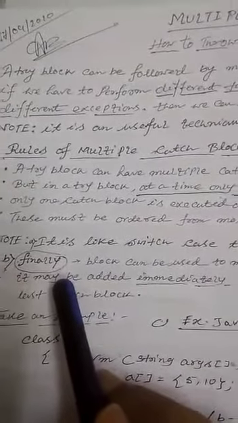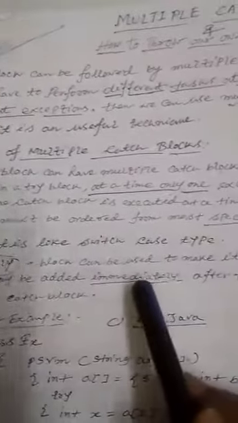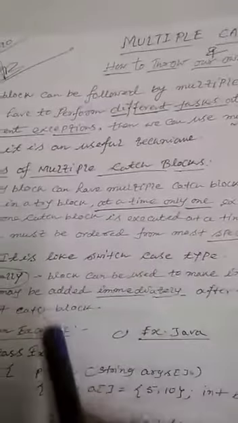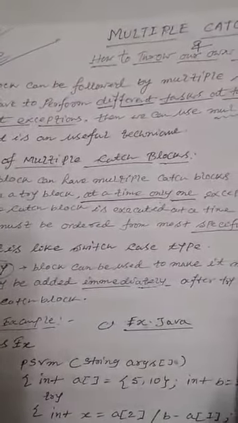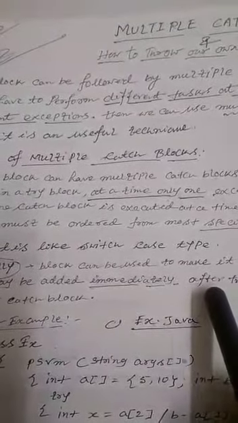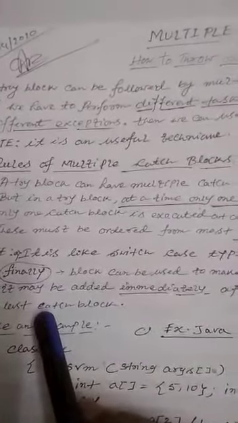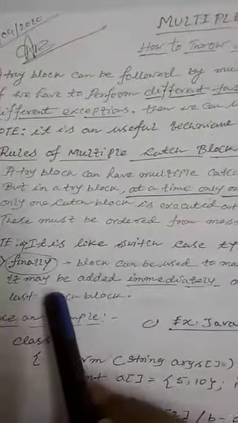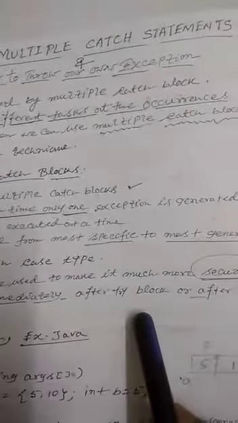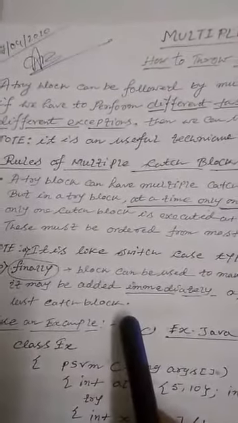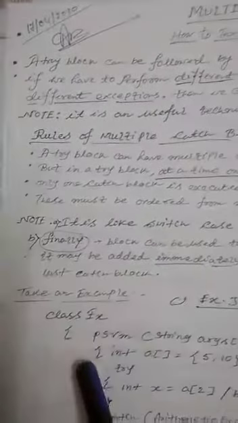Now, finally is a keyword, a very important thing. The finally block can be used to make it much more secure. As we know, exception handling in Java is used to make the program more secure and robust. So finally has been added to make it much more powerful. It may be added immediately after the try block or after the last catch block. It is something like the default keyword in switch case. Now we are going to explain with a suitable example.